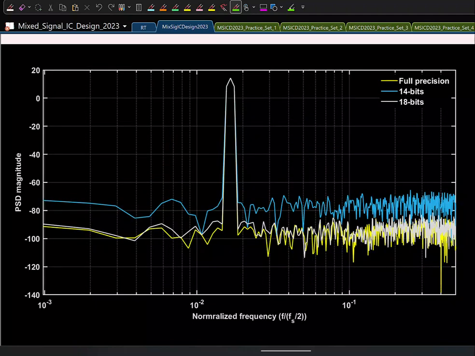So this is after downsampling, right? The one you see in yellow is again with full precision. And if I have only 14 bits for my filter, you can see that the out of band noise is not completely getting filtered. So that results in a higher noise. And only if I use 18 bits, it matches. Cool.